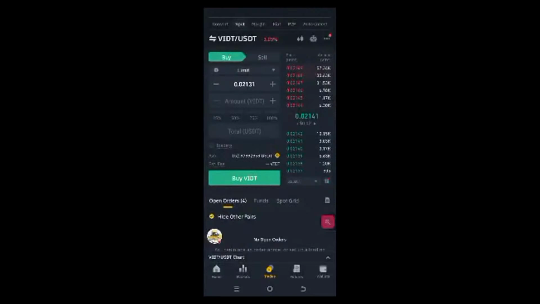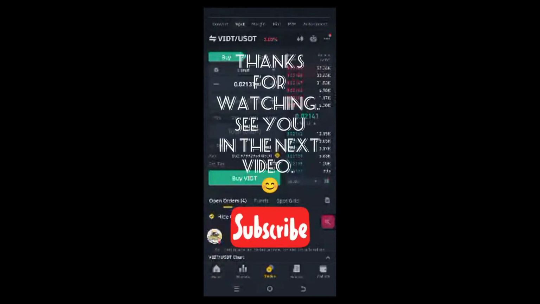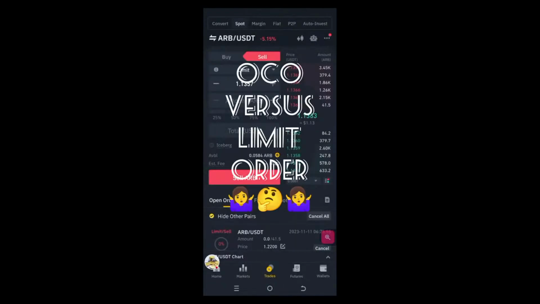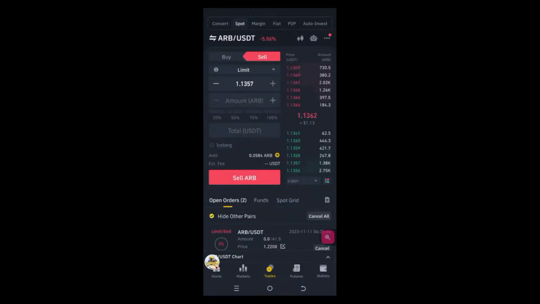We actually made $1, which is 2%. Okay, that's great. So we're going to ship out our profit right about now. OCO versus limit order. Why would I go for that, right? So limit order gives me an opportunity to set the amount I want to get.